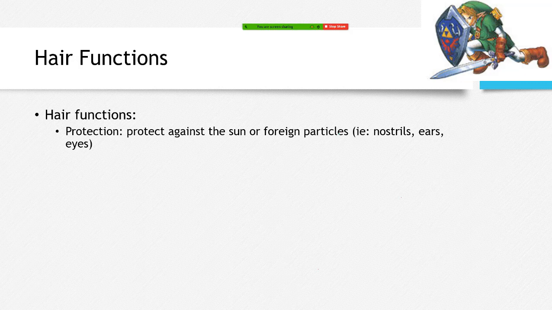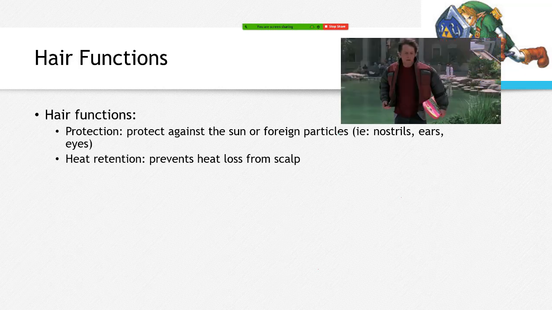So the nostril hairs will prevent dust and particles from going into our nose. Same thing as if we're talking about the ears. If we're talking about our eyelashes or our eyebrows, it will prevent things from entering our eyes, whether it's dust particles or sweat and things like that.